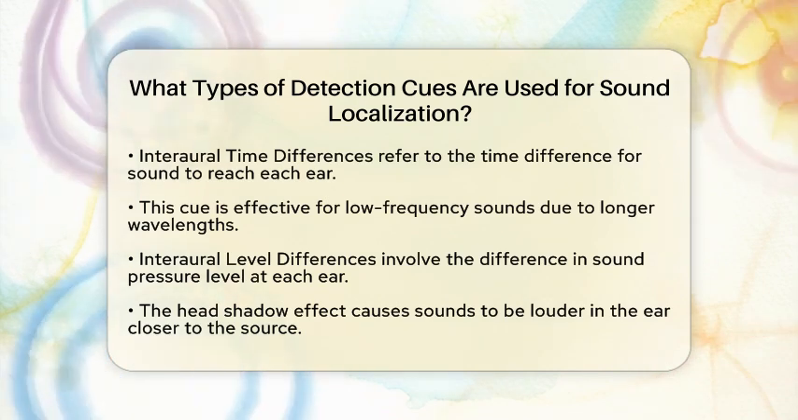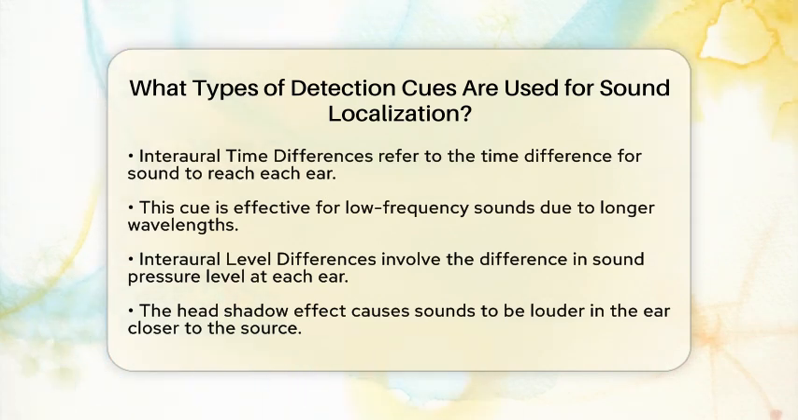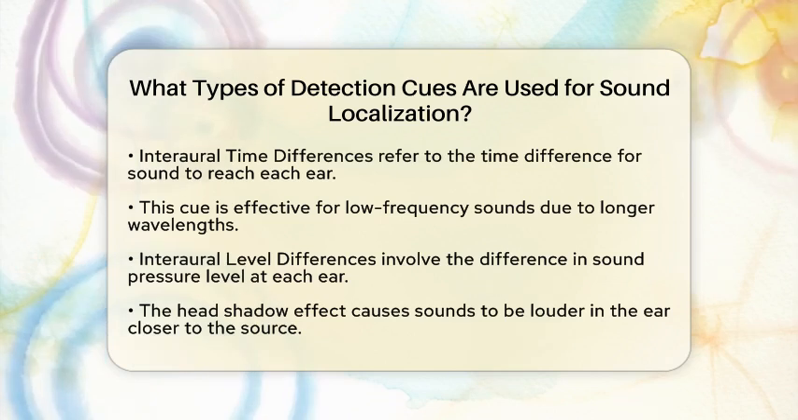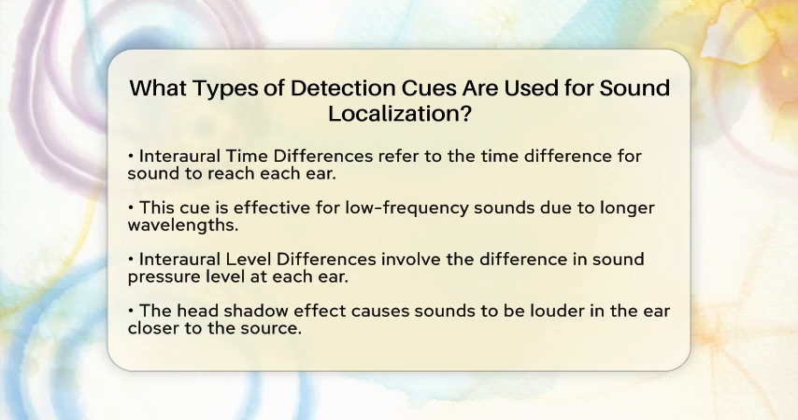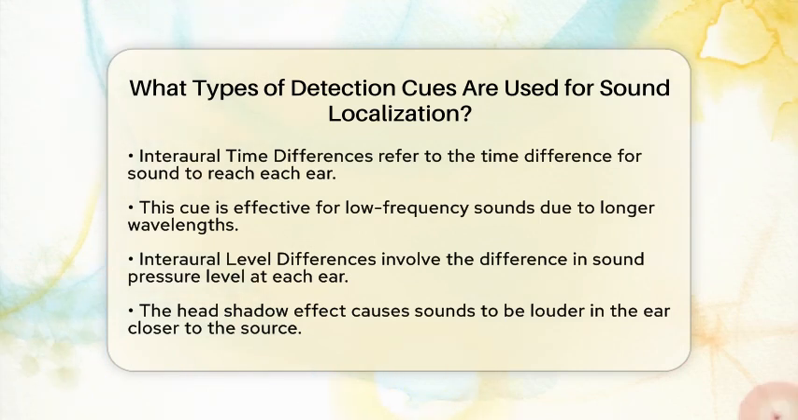Next, we have interaural level differences. This cue involves the difference in sound pressure level that reaches each ear. When a sound comes from one side, it will be louder in the ear that is closer to the source and softer in the ear that is farther away. This happens due to the head shadow effect, where the head blocks some of the sound energy. Interaural level differences are especially useful for localizing high-frequency sounds, as these frequencies are more easily diminished by the head.